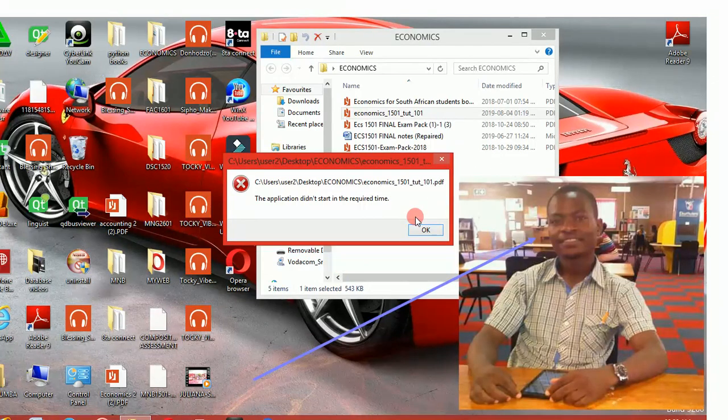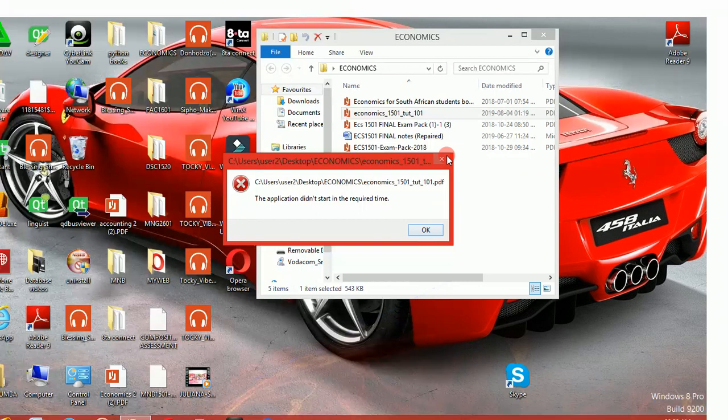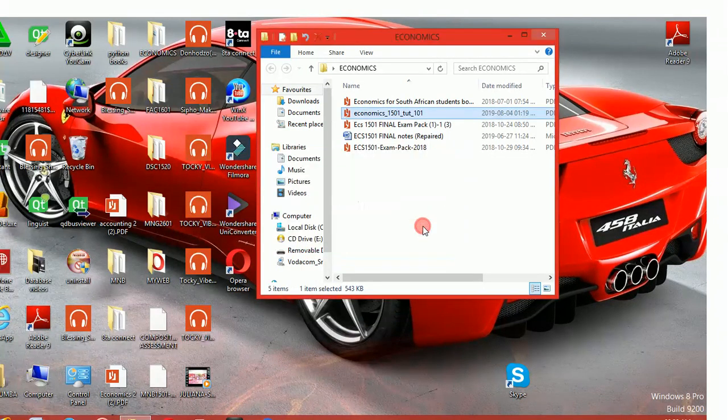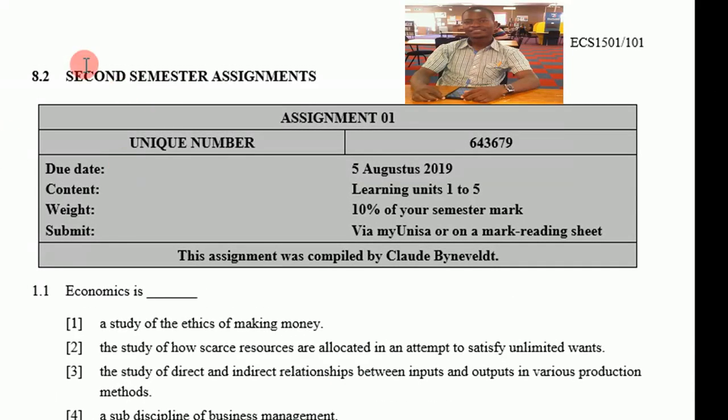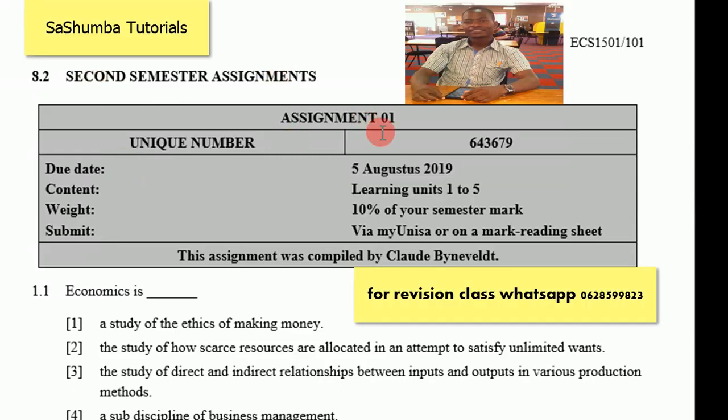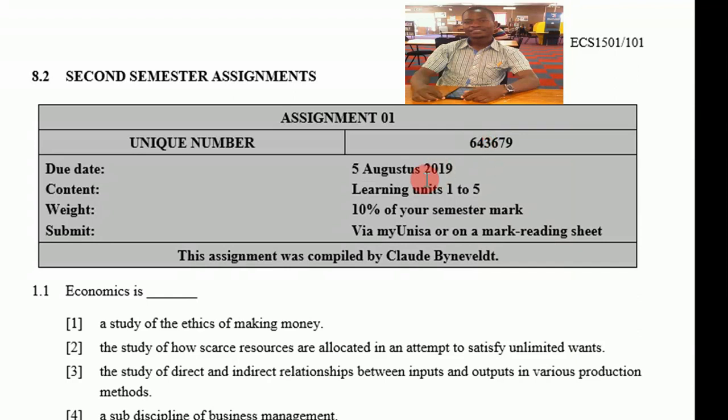Today I'm going to help you with the assignment, Economics Assignment 1501, Assignment 2 for second semester. Okay, let's just dive right into the assignment. So it's second semester assignment, Assignment 1. This is the unique number. Please do check and verify if everything is correct here.